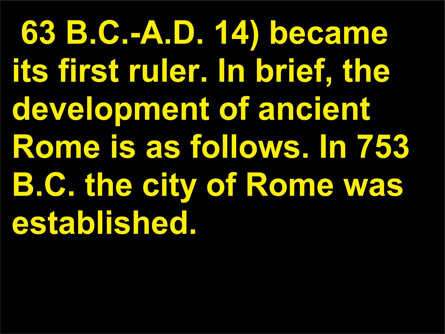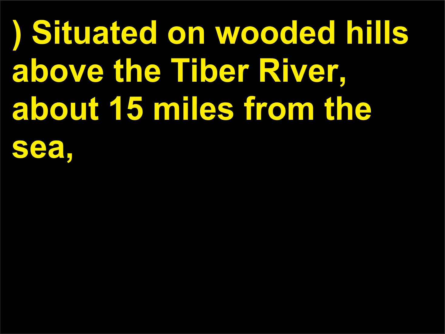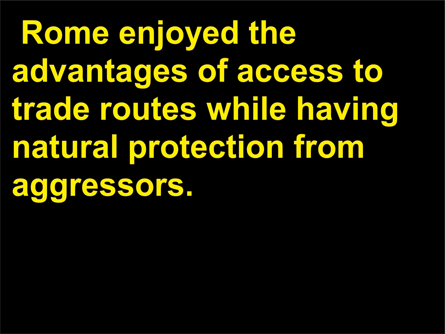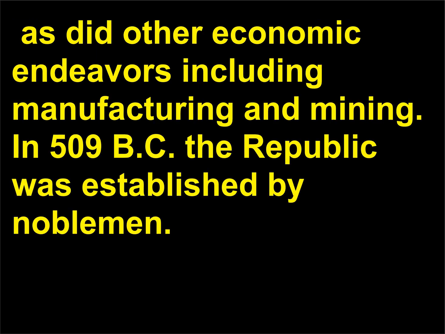In brief, the development of ancient Rome is as follows. In 753 BC the city of Rome was established. Legend has it, the city was founded by brothers Romulus and Remus, situated on wooded hills above the Tiber River, about 15 miles from the sea. Rome enjoyed the advantages of access to trade routes while having natural protection from aggressors. The city was defensible. Agriculture prospered in the area, as did other economic endeavors including manufacturing and mining.